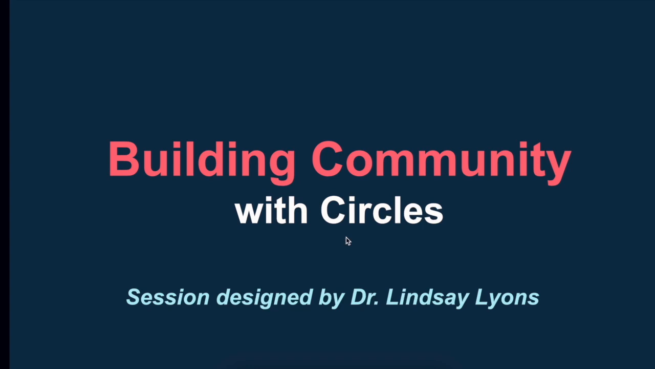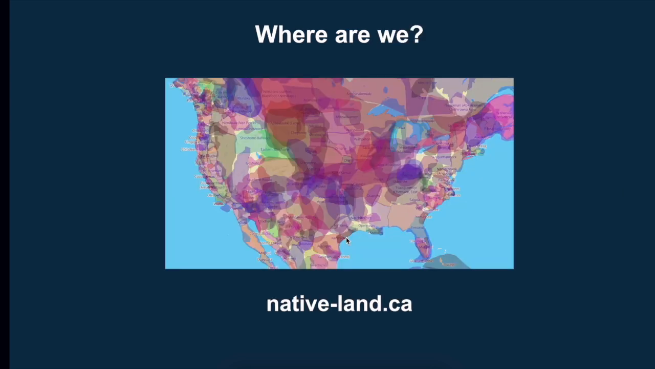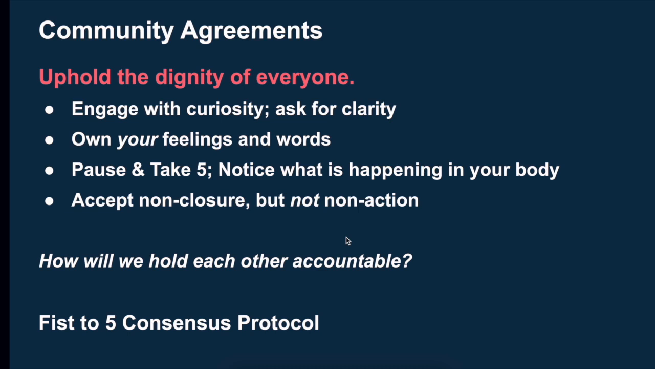Let me click into the slides so you can get the flow. Building community with circles. Again, we're deepening that community as the goal. Circles are the vehicle or the protocol. So today we're co-creating that staff community. We're continuing to co-create it. And we're also engaging in a circle protocol, which is helpful from a pedagogical lens and also a staff community lens, a vehicle for that conversation. Where are we? I always like to name that native-land.ca is a wonderful resource to identify that.